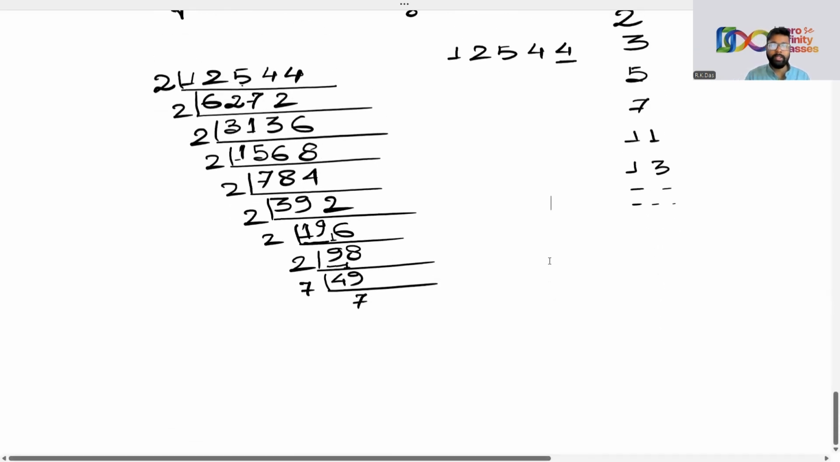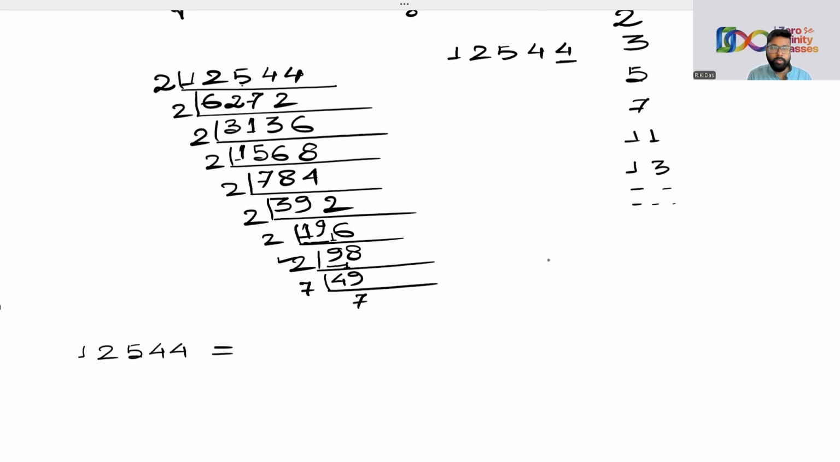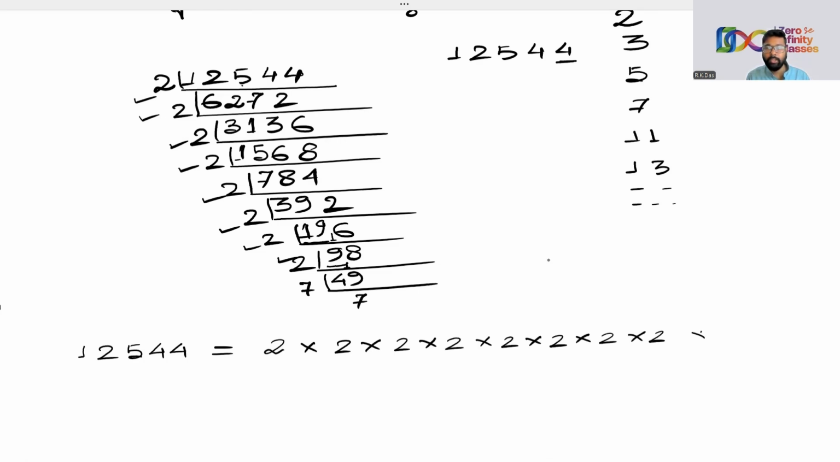So 12544 can be written as, let me write, how many twos are there? 1, 2, 3, 4, 5, 6, 7, 8. So here we have got 8 twos. So I'm writing 8 twos: 1, 2, 3, 4, 5, 6, 7, 8. Then we have 7. Then we have 7. Okay, perfect.